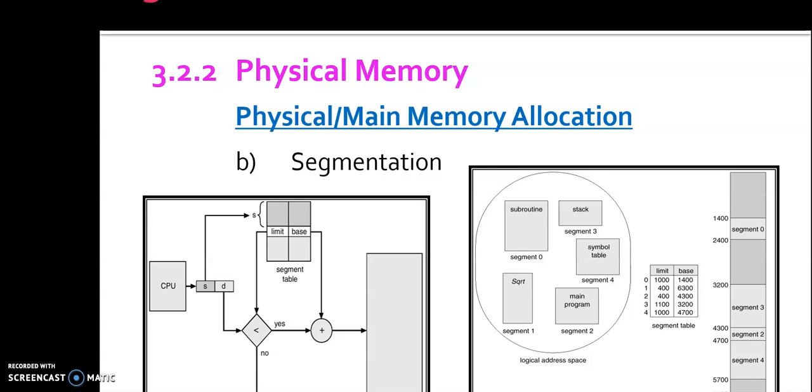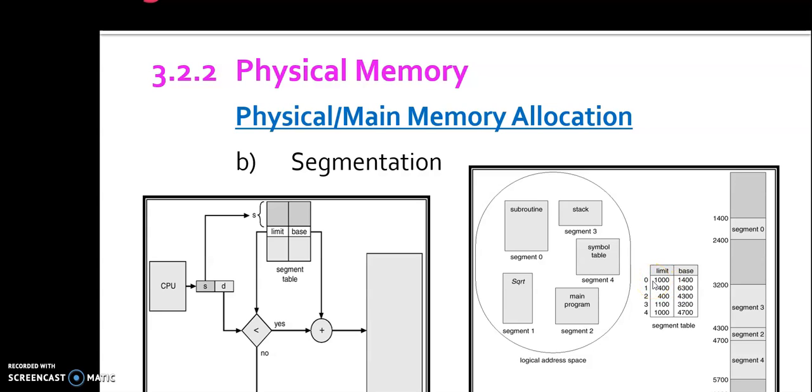Let's look at this example. This is the easiest example. This all belongs to one process, and this process is now broken into a few segments, and these segments are now inside physical memory. As you can see here, the size is not the same. So you have your logical address inside your CPU, and you have your segment table, and you have your base and your limit.